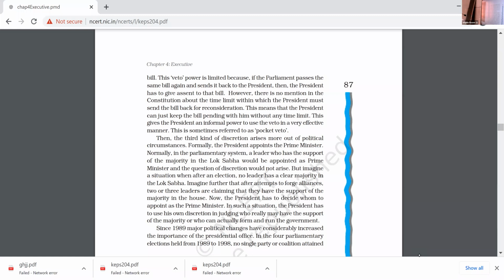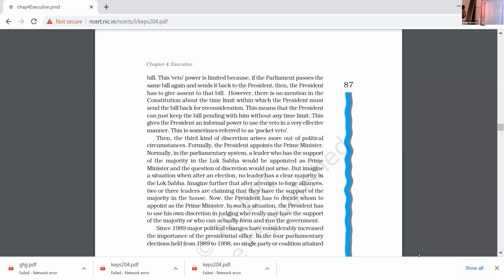The political parties can demand to create the government if there is no majority for one particular political party. In such a situation, the president has to use his own discretion in judging who really may have the support of the majority or who can actually form and run the government. So it is the discretionary power of the president to appoint the prime minister.